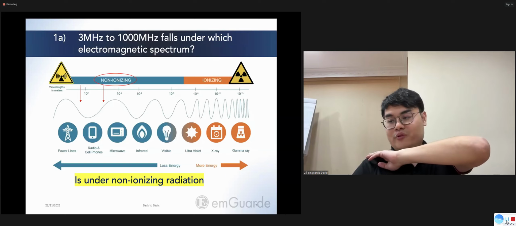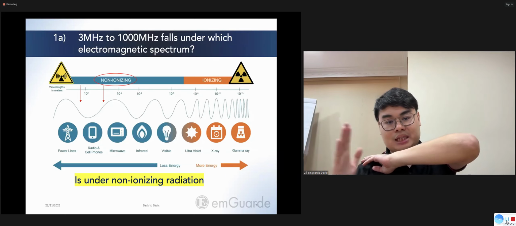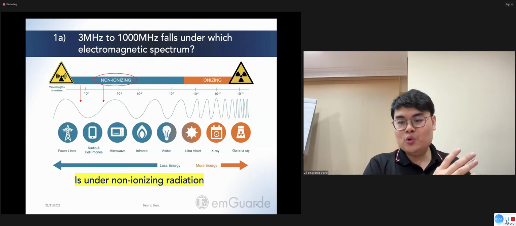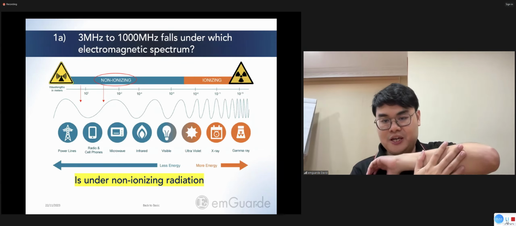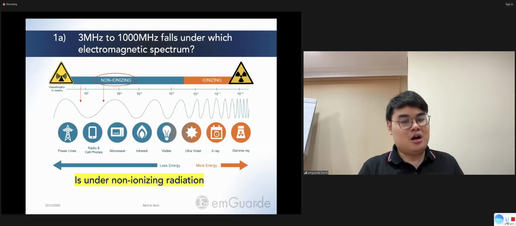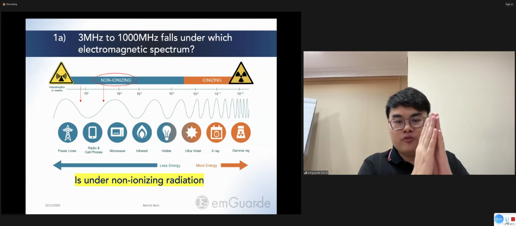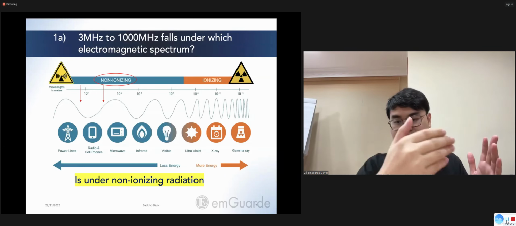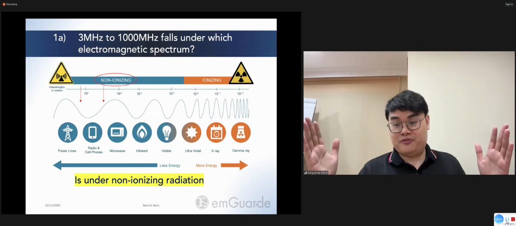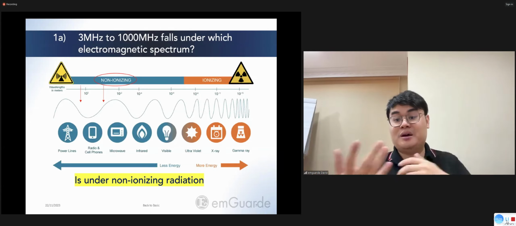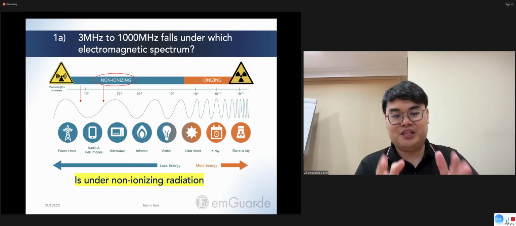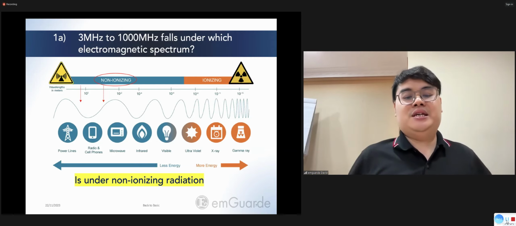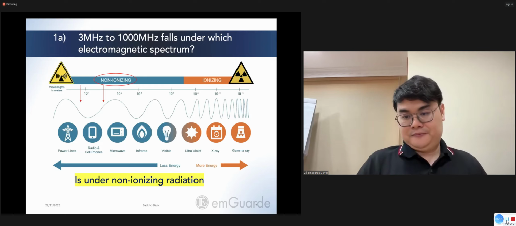Okay, so one has a lot of energy to alter your cells, and the other has insufficient energy to do immediate alteration to your cells. However, based on research over time, when we constantly expose ourselves to non-ionizing radiation for a long period of time, it will do something eventually. So this is the difference between non-ionizing and ionizing. And emGuarde is actually addressing non-ionizing.